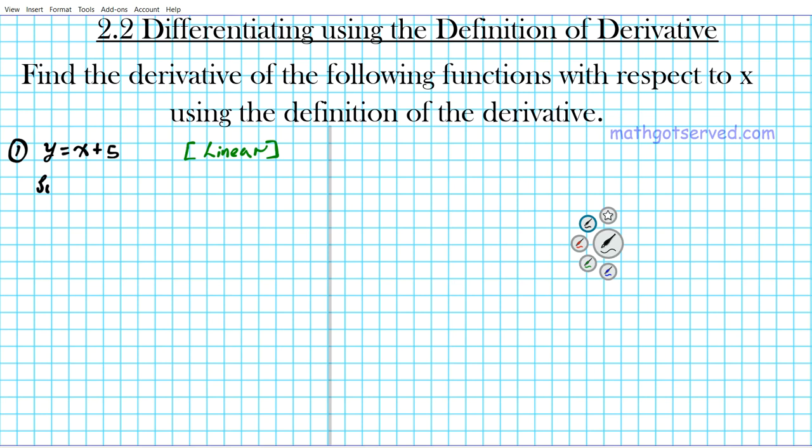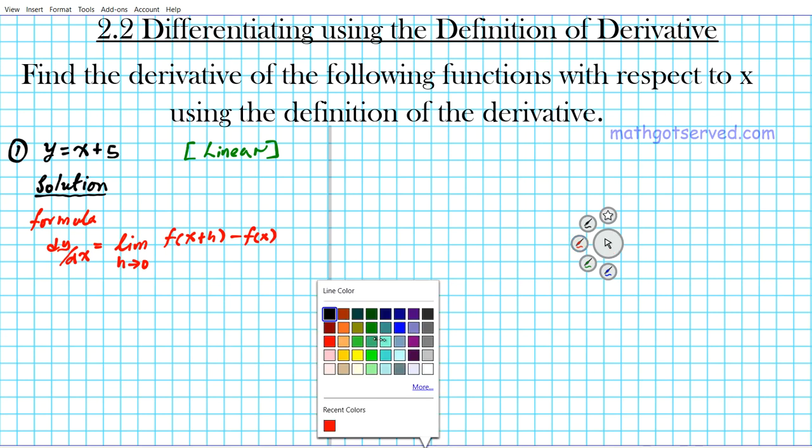Okay, so to get us started, we are going to write down the formula that will guide our problem solving process. So the formula for the limit definition of a derivative is given by dy/dx, the derivative of y with respect to x, is the limit as h approaches 0 of f of x plus h minus f of x, and that entire expression we're going to divide by h.